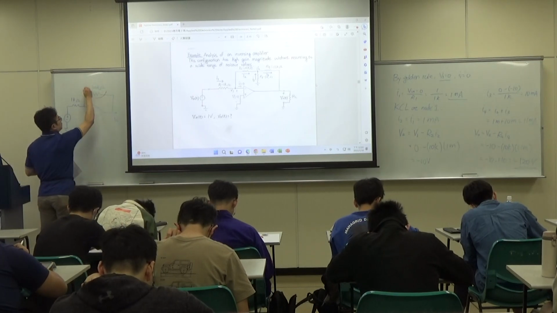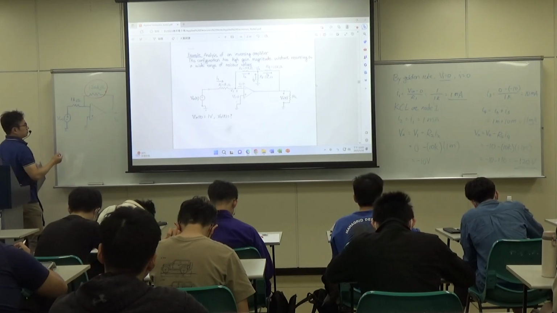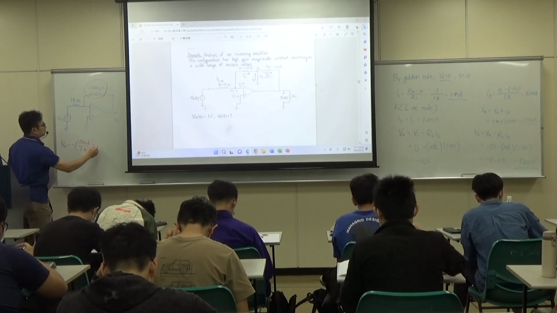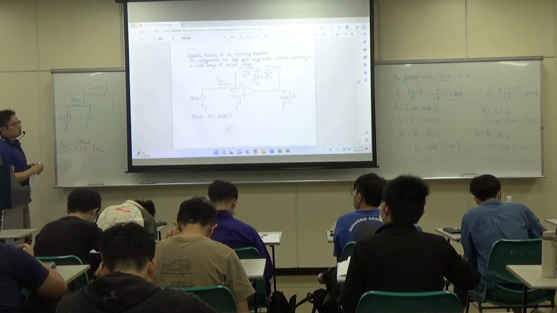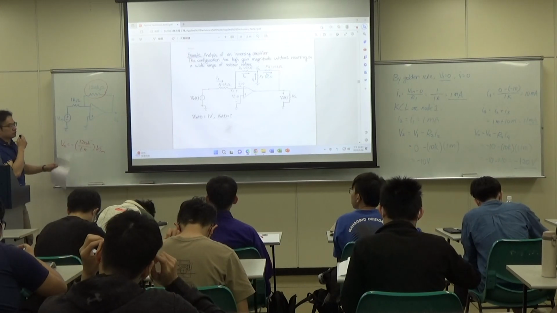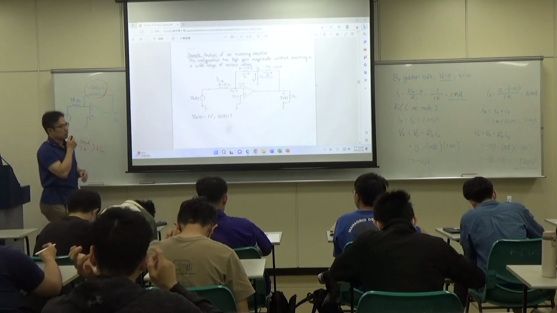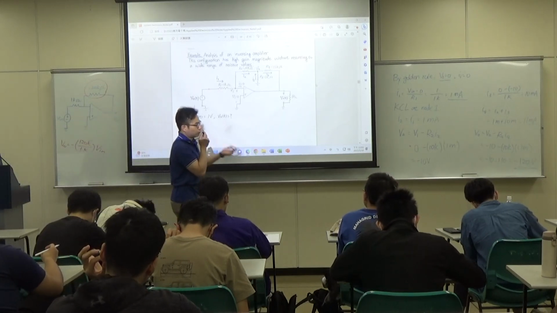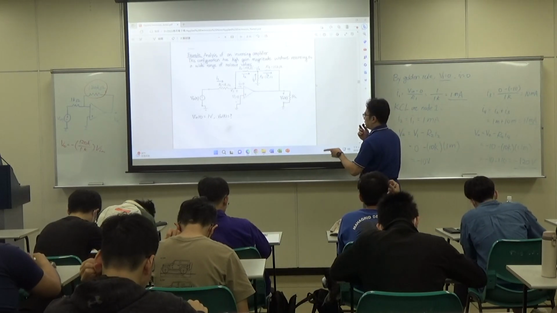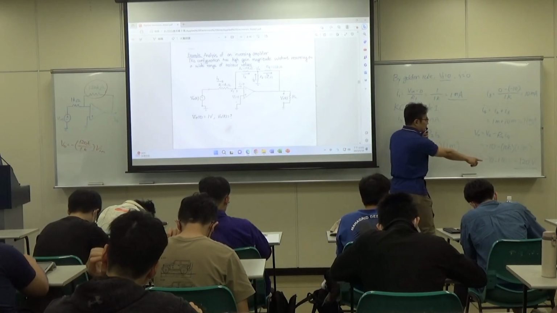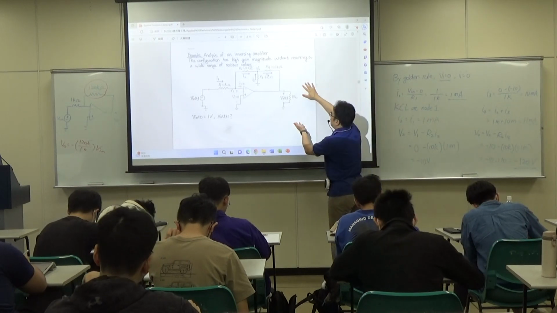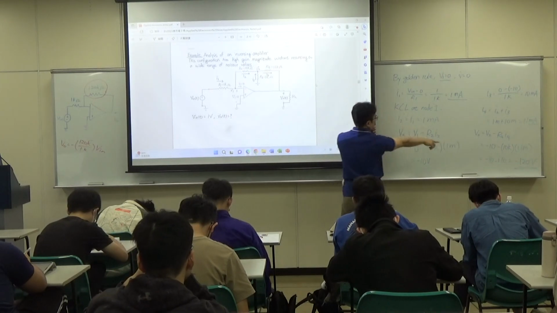Any questions? You will also implement this in the lab. Why is this configuration better? For example, if we want to amplify the input voltage by a very large gain, it is negative, but how can you make it positive? We can connect an inverting amplifier at the output to make it positive.